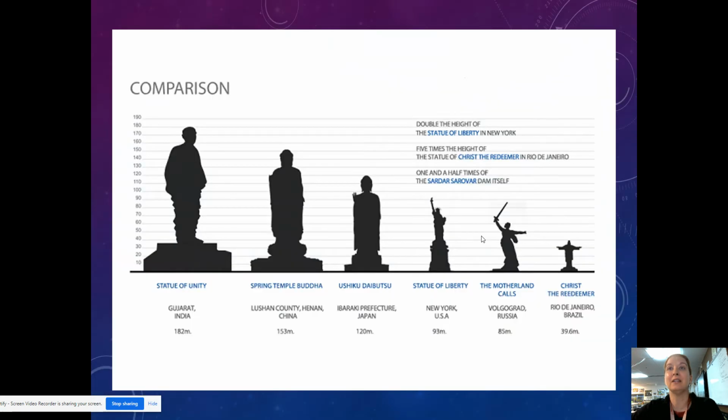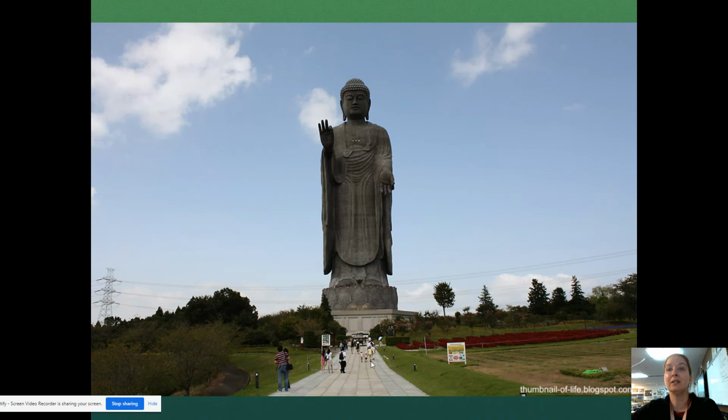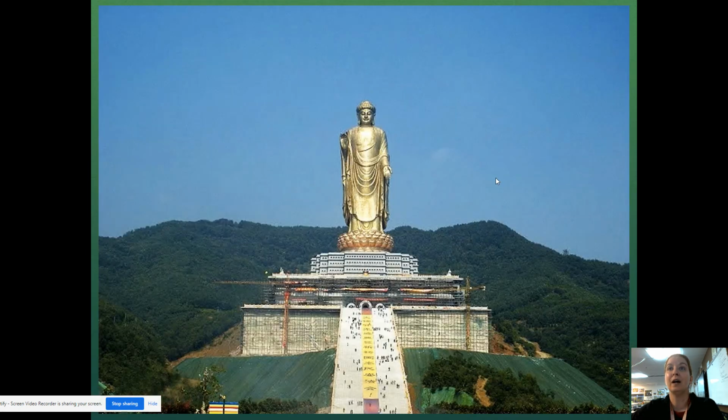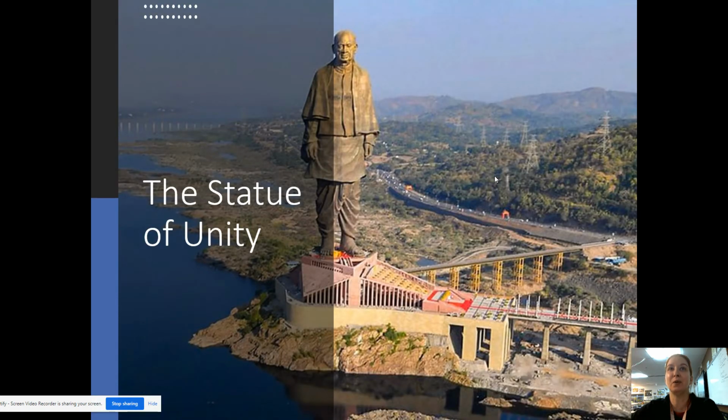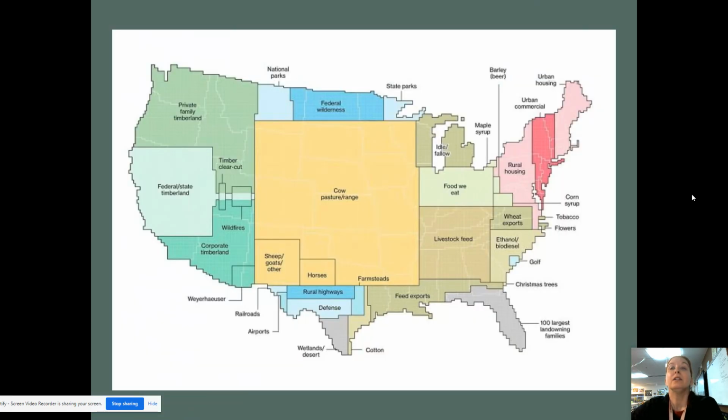So here is this guy right here. So we're talking 120 meters. Here's the little tiny people. This guy's huge. There's the second largest, there's Buddha. So here's the Statue of Unity. Statue of Liberty would be about here on him. So you could do 2 statues of Liberty for the Statue of Unity. Big statue.